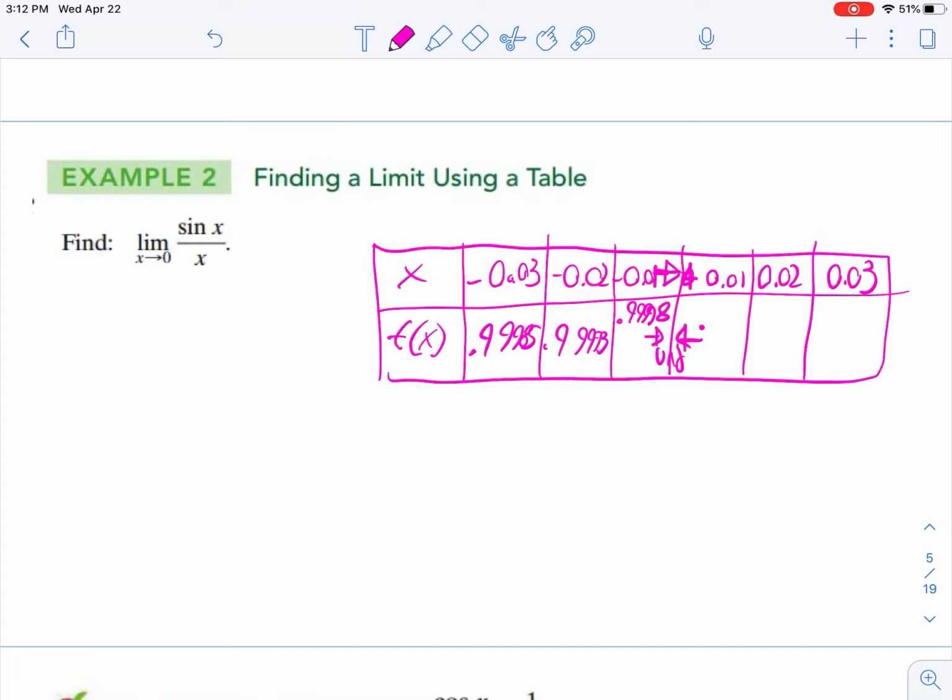Okay, and when you're looking to the right side, we're doing the same sort of thing. When we plug this in, we're going to get 0.99998, 0.99993, and then 0.99985. Okay, so if we're thinking about what's happening here, this function's getting really close to 1. So the function does not exist at 0, but our limit is going to be equal to 1. Why? Because our limit from the left is equal to our limit from the right. They're both approaching the same value, which is 1.